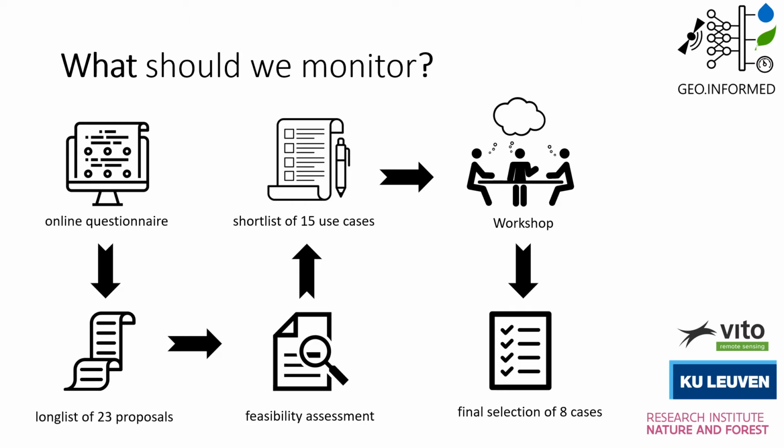We selected the environmental issues that we would focus on based on the suggestions from the end users themselves. And these end users are all agencies that are involved with environmental policy in Flanders, the north of Belgium, and that's also our study site for this project. We started with an online questionnaire where the end users could propose any issue they were facing in environmental policy. We then did a feasibility assessment and ended up with a short list of 15 use cases. In a workshop with the end users, we finally decided to focus on 8 of these cases.